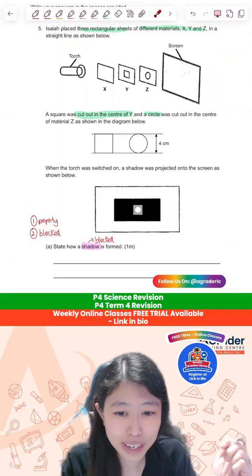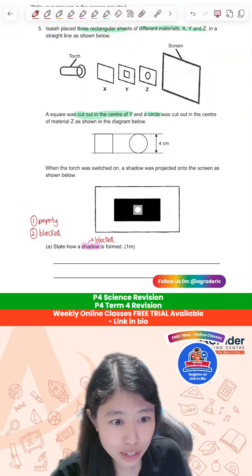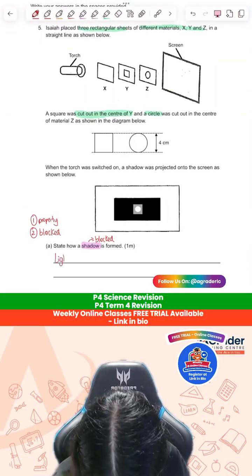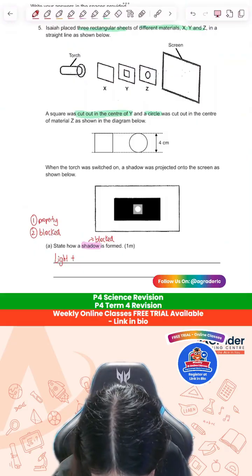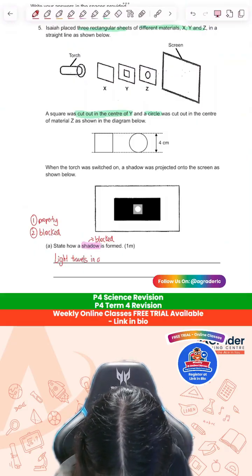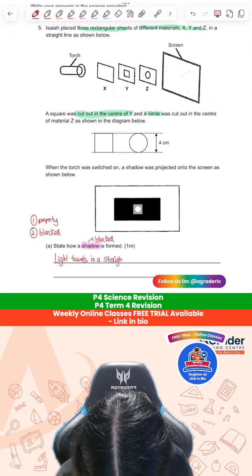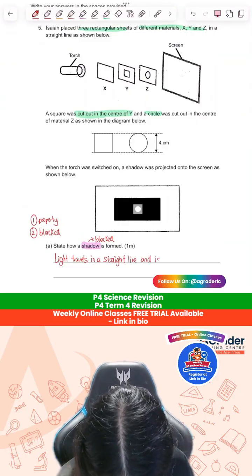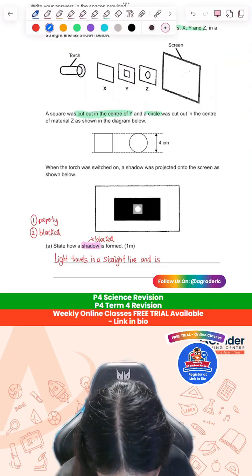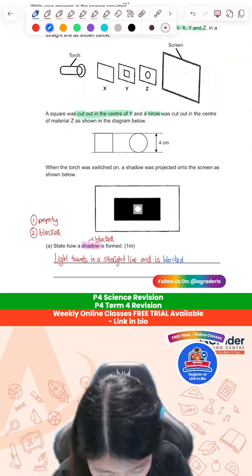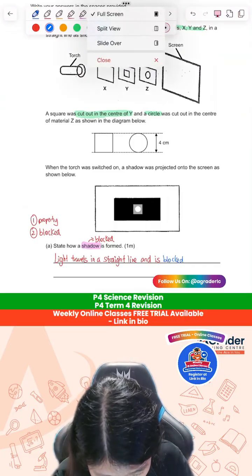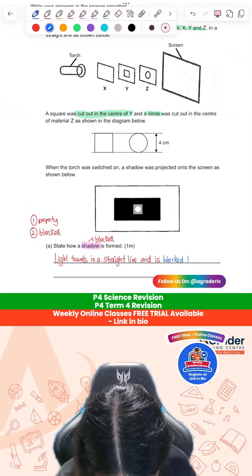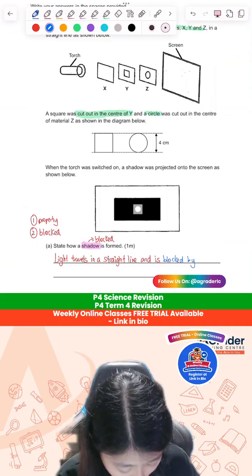It's fine as well. So I'm gonna write this one down. A shadow is formed when light travels in a straight line and is blocked by an opaque object.